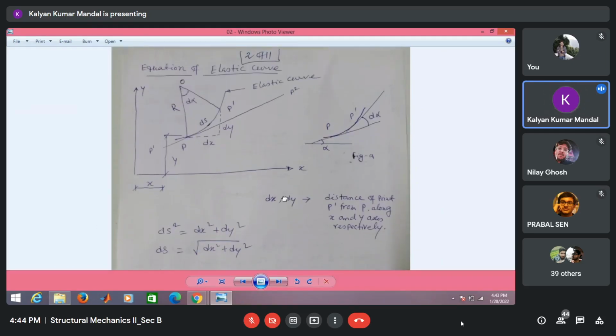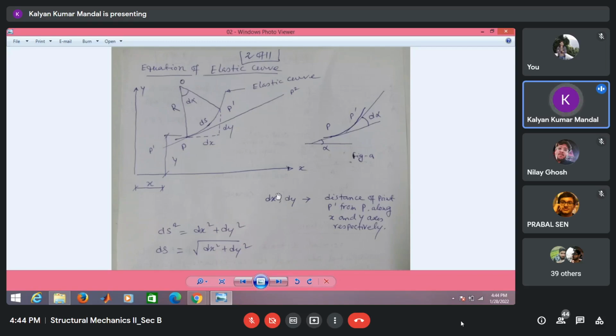Now, what we try to find out here is the equation of the elastic curve. Once we get the equation of the elastic curve, from it we can easily find out the deformation as well as the slope at a particular point on the elastic curve. That is why we try to find out the equation of the elastic curve.